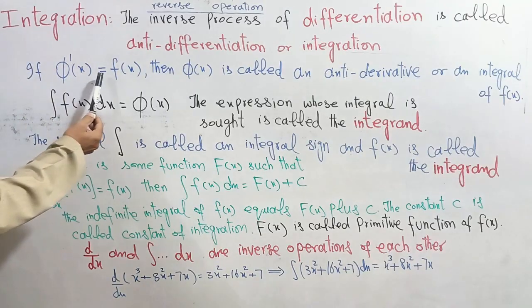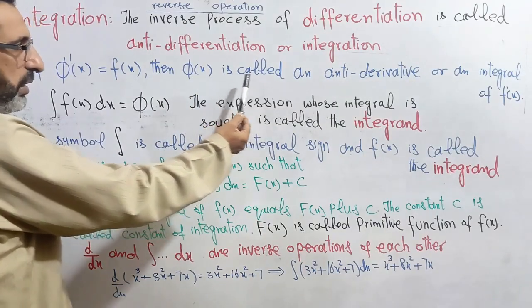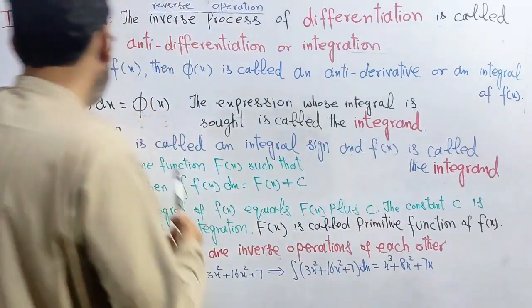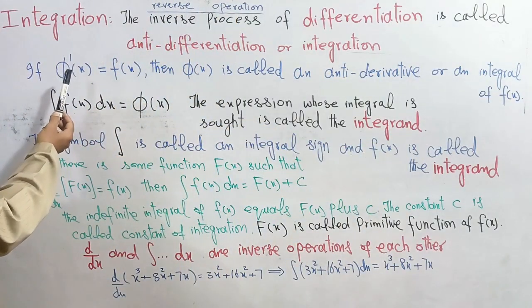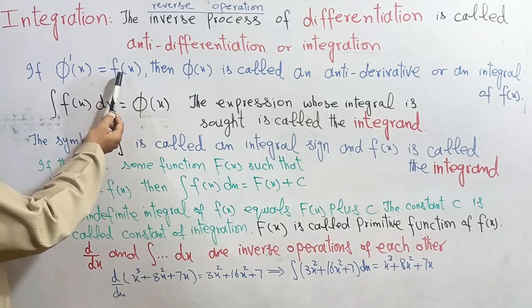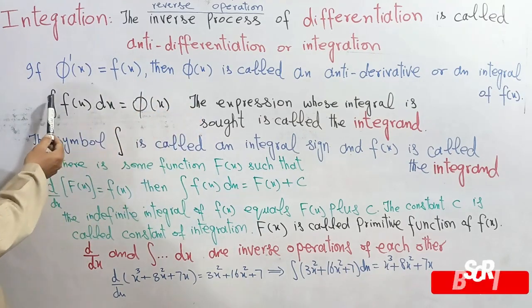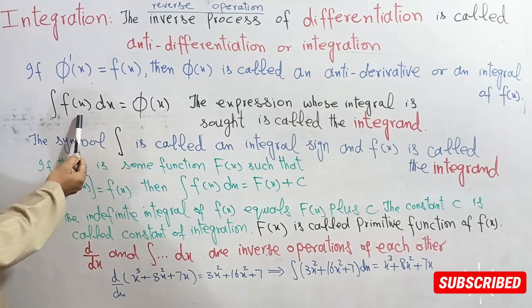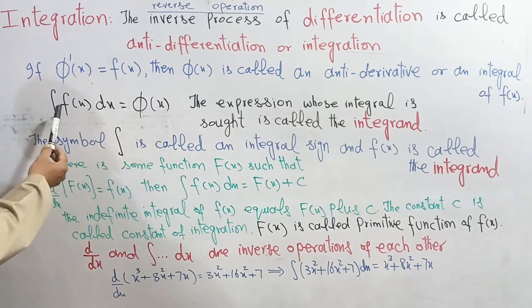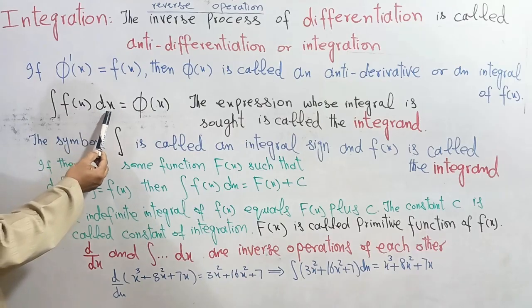If f prime of x is equal to f of x, then phi of x is called an antiderivative or an integral of f of x. Phi of x is a function and its derivative is f of x. Then when we integrate this function, we get phi of x. Integral of f of x with respect to x is phi of x. We say integral of f of x with respect to x.